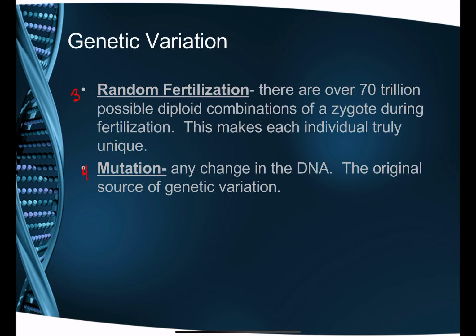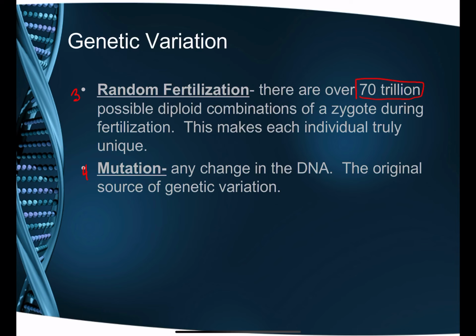And so when you take all of these combinations together, scientists, and I could go through and tell you all the numbers, and it's like 2 to the 23rd times 2 to the 23rd or something like that, is 70 trillion different combinations in a zygote. Okay, after crossing over, after independent assortment, after random fertilization, there's 70 trillion possible diploid combinations of a zygote. Okay, which makes us all very unique.